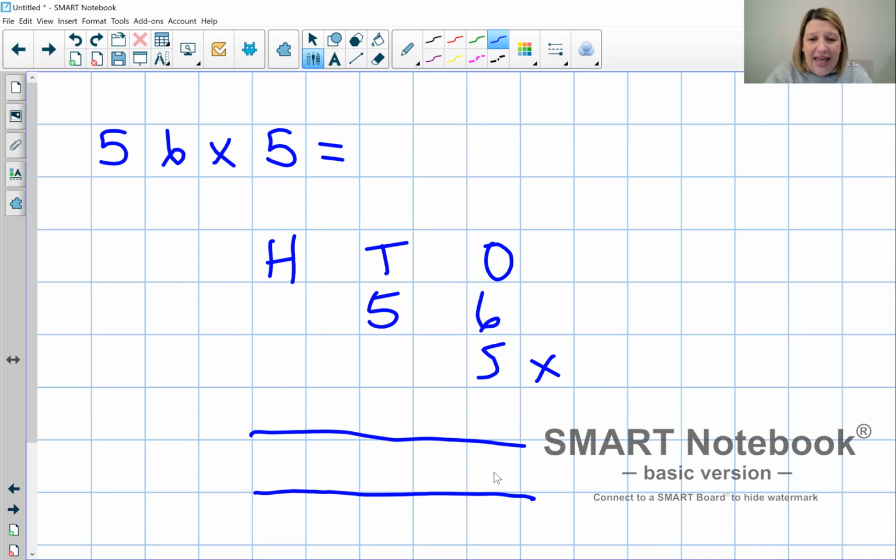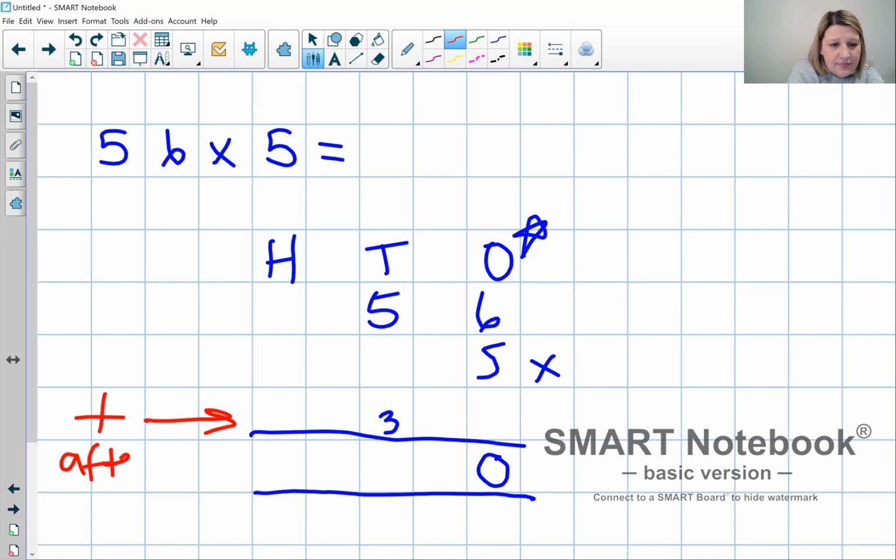Okay, so again, I'm going to start here in my ones. So 5 times 6 is 30. So I've got 2 digits. So I know that I can't put that just in my ones column. So my 30, I'm going to put my 0 in my ones column, just like I do with addition and subtraction. I'm going to put my 3 in my tens. Okay. Now the difference is that any digits that I put in here, I add on after I've multiplied. So I do my multiplication, then I add it on.